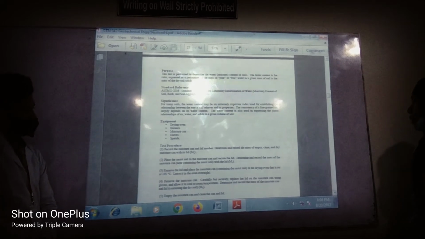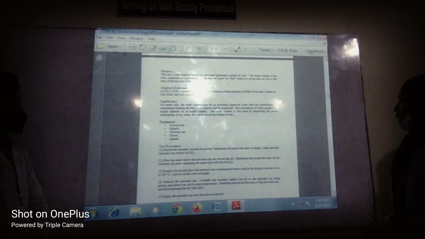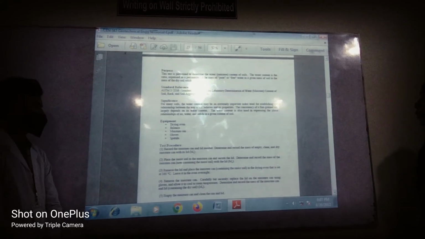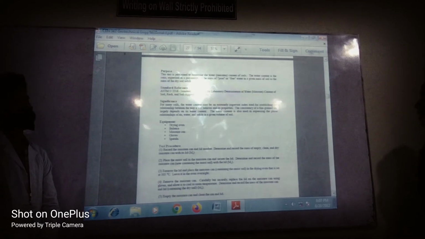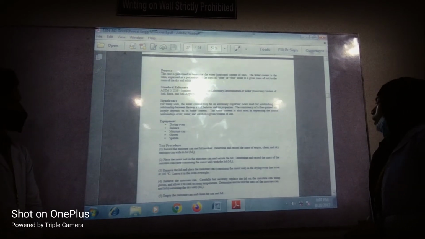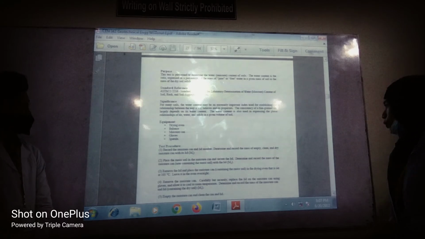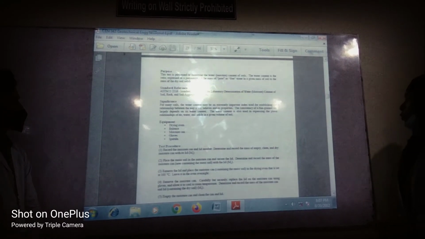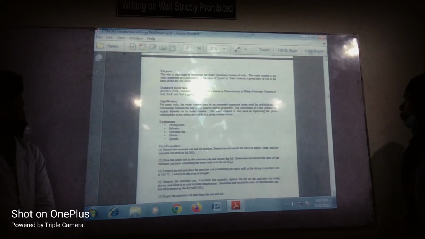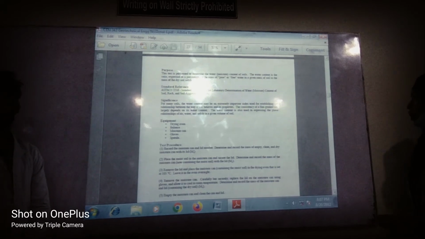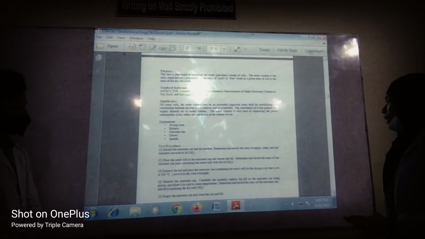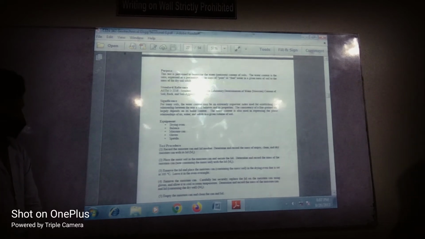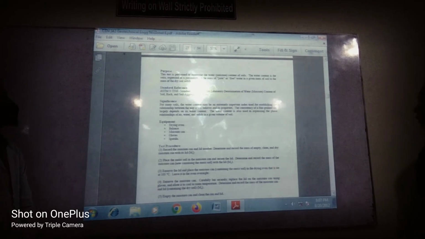Determine and record the mass of the moisture can and lid, M3. As in the previous procedures, where we got M1 and M2, the mass we get from this procedure will be M3. After completing all the procedures, procedure number 5 is to empty the moisture can and clean the can and lid.